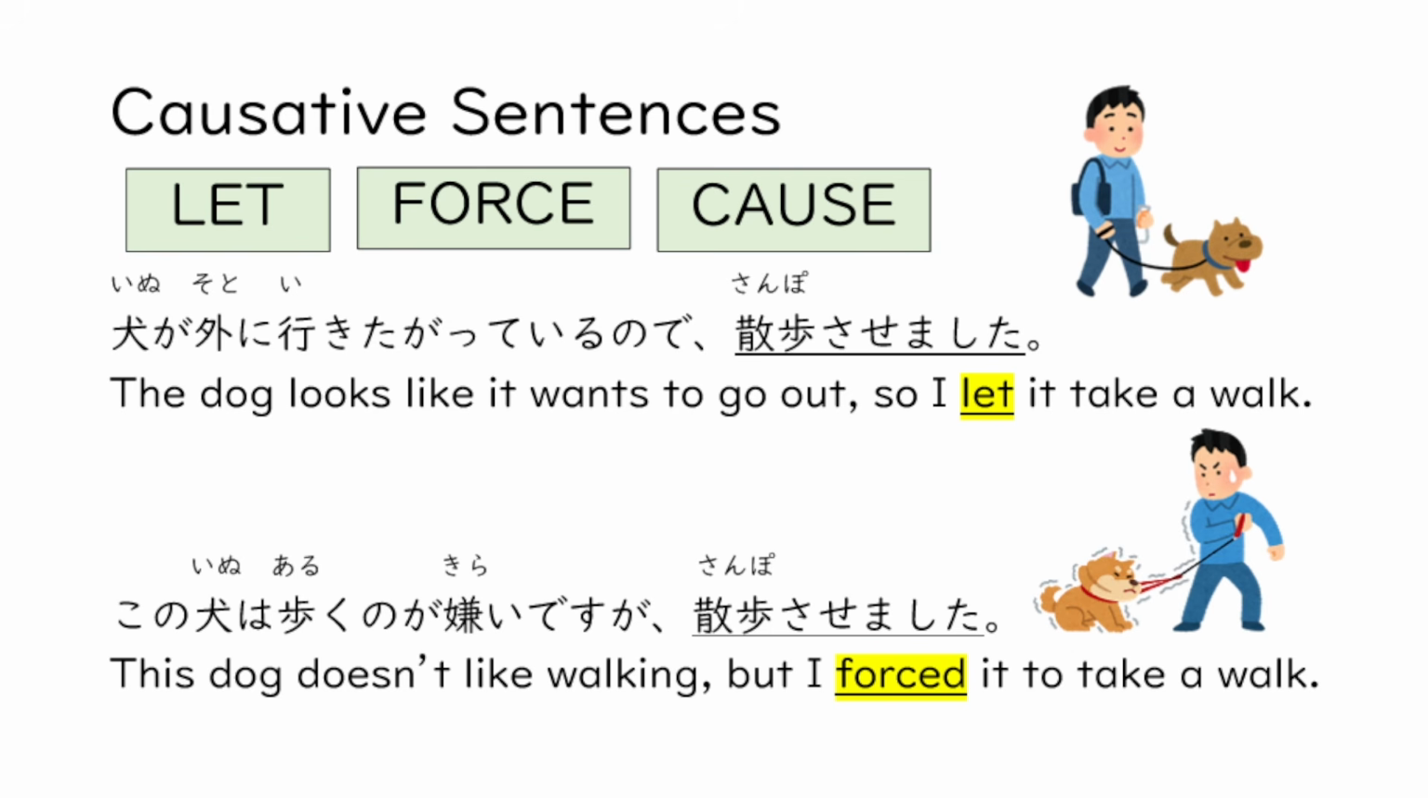In the first example, the dog wants to go out, so taking a walk is something the dog would enjoy. You don't need to force the dog. On the other hand, the second sentence explains that the dog doesn't like to walk, so taking a walk becomes a forced activity. So the meaning depends on the context. But wait, how about cause? A cause and effect sentence can actually stand on its own, independent of context, so I will go into more detail later in the video, so stay tuned.